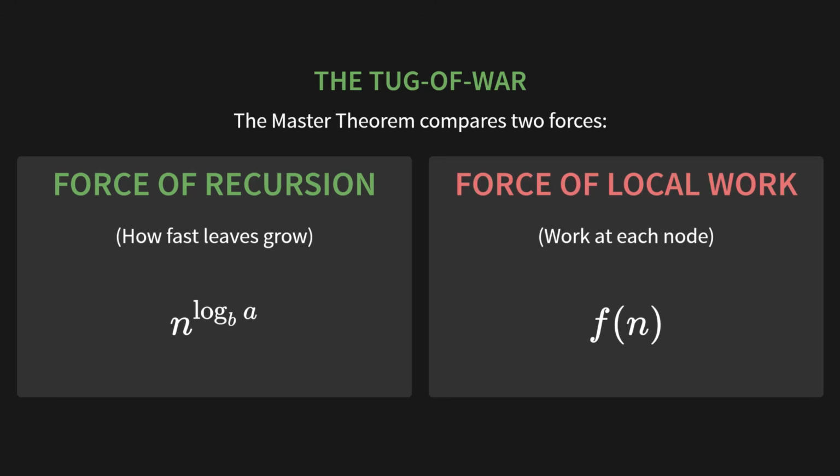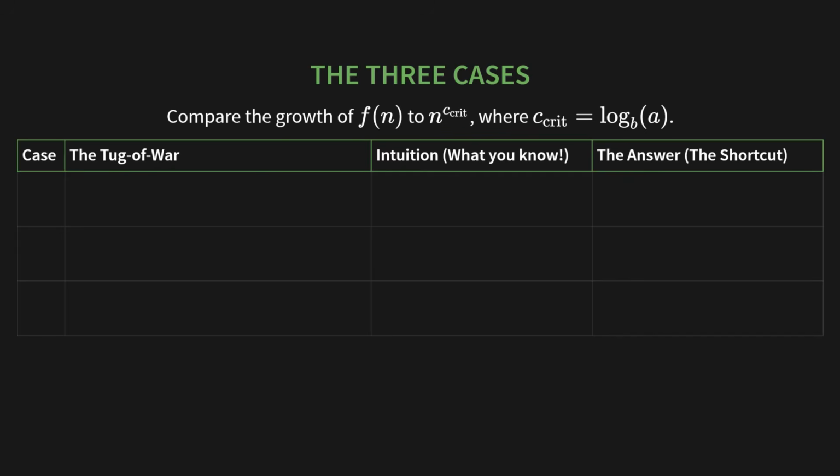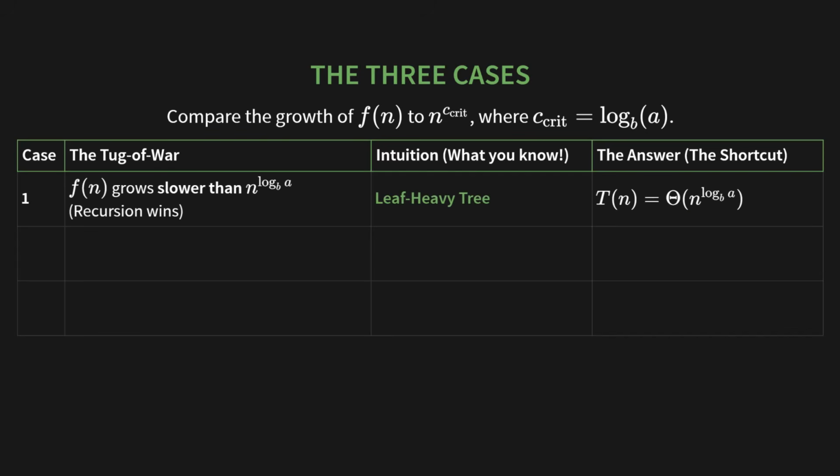Now here's the interesting part. We just need to see who wins this tug of war. Look at this table. We compare the growth of f of n to n to the power of c minus c critical, where c minus c critical is just log base b of a. There are three cases. Case 1. The recursion wins. This happens when f of n grows slower than n to the log base b of a. What does this remind you of? That's right, it's a leaf-heavy tree, and the shortcut answer is simply theta of n to the log base b of a.